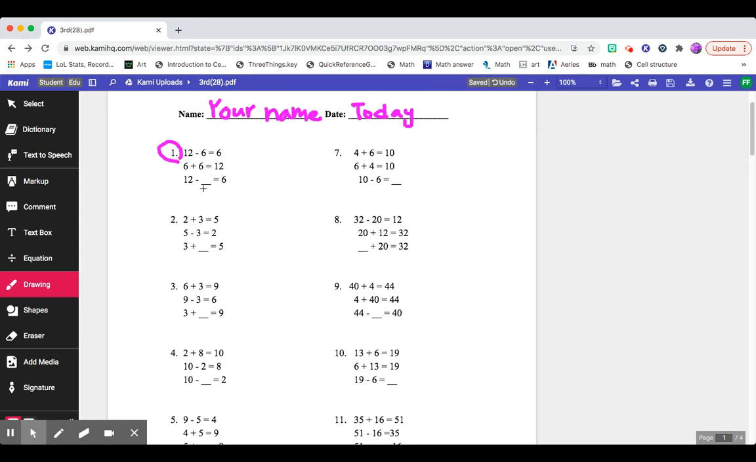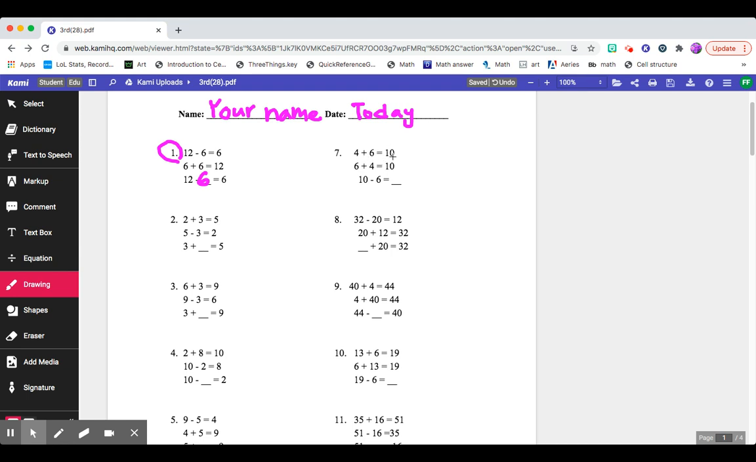6 plus 6 equals 12. What is 12 minus something equals 6? You don't have to think as hard, just see. It says 6 plus 6 equals 12. Then 12 minus 6 would equal 6. Just think as simple as you can.